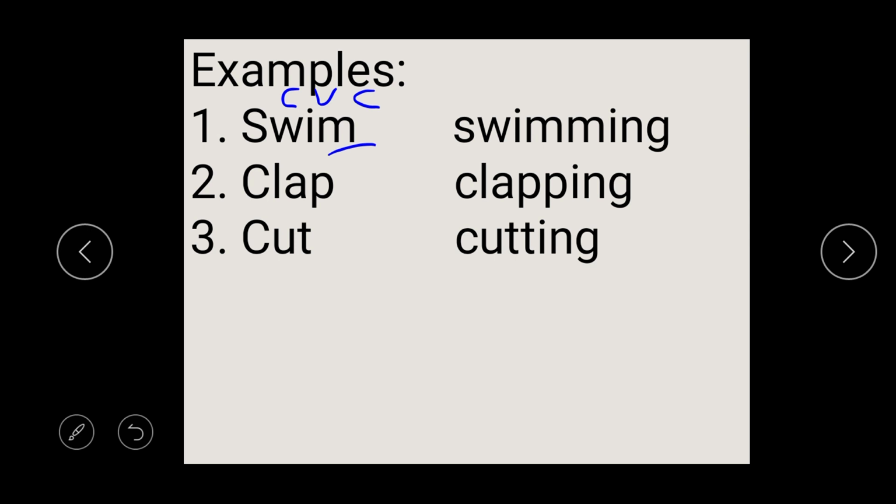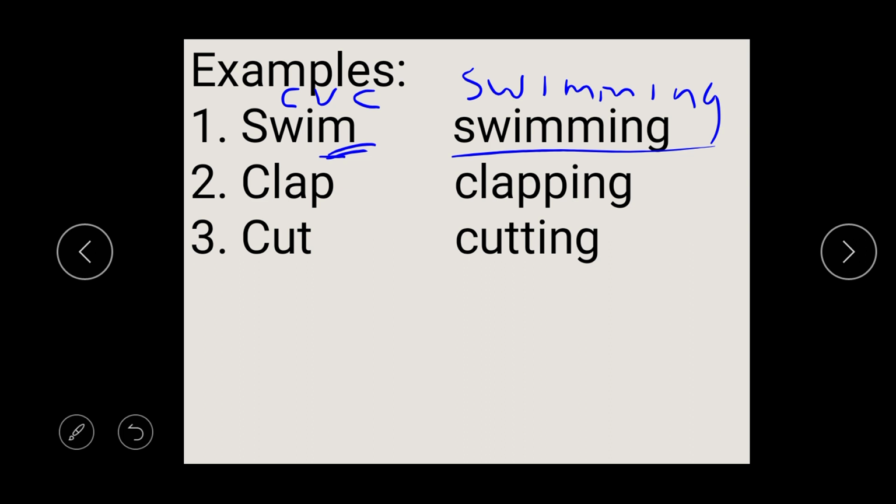So since swim ends with consonant, vowel, consonant, then we are going to double the last letter, which is M, and it will turn to swimming. So you write your swim, then we are going to double the last letter. Then we'll put M, another M, because we'll double it. Double means make it two. Swimming.